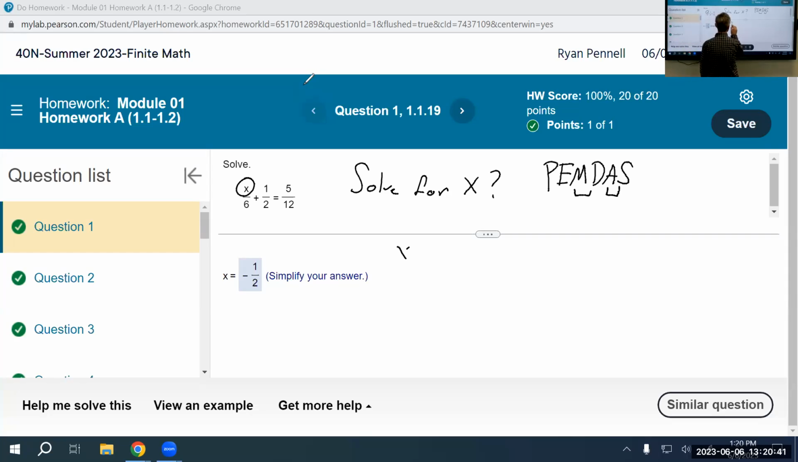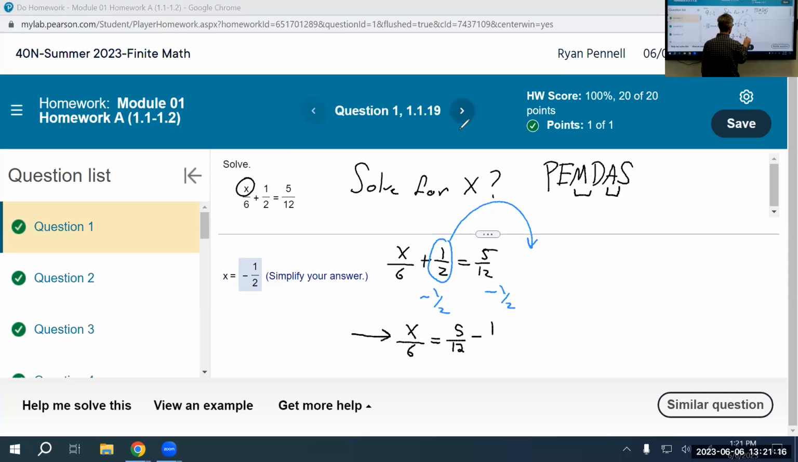Well, x over 6 plus 1/2 equals 5/12. What we need to do is we need to get this number on this side. That would be ideal. How do we do that? Well, this is being added, so I'm going to subtract. Okay, that will do what I need it to do. So if I do that, then I'll have x over 6 equals 5/12 minus 1/2.